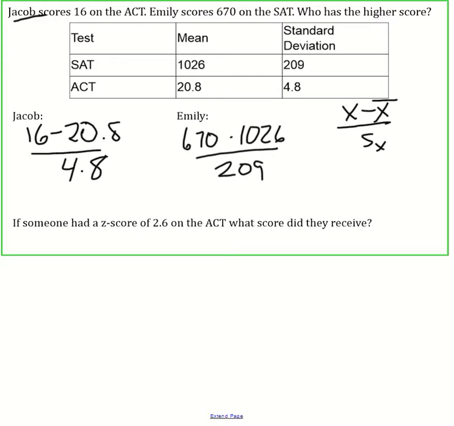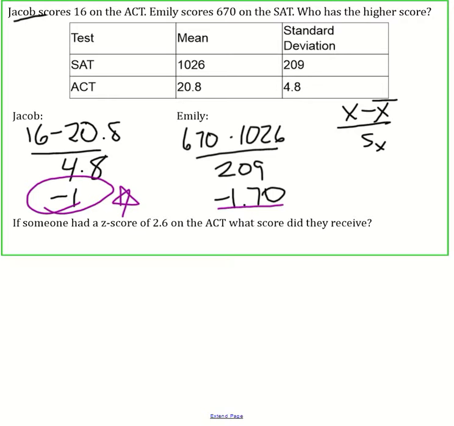For Jacob, the z-score is -1, and for Emily, the z-score is -1.70. Now, who has the higher score? We want the one that's highest up. Initially I automatically think this one's a bigger number, but hang on, we're dealing in negatives. And remember, the bigger the absolute value of a negative, the smaller it actually is. So Jacob actually has the higher score.